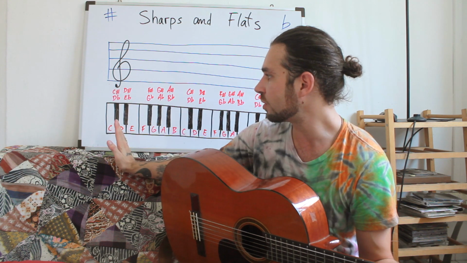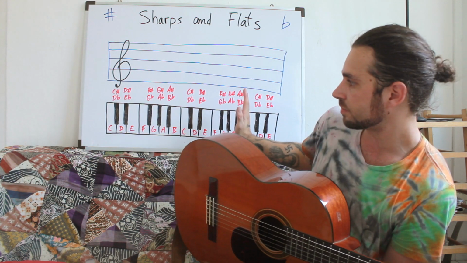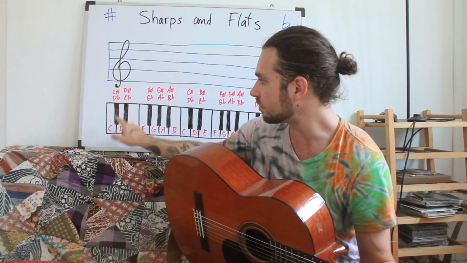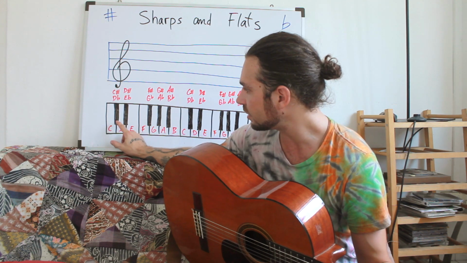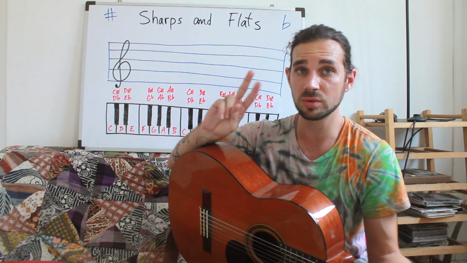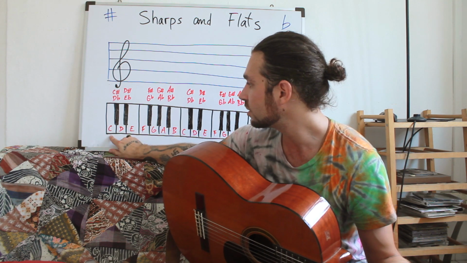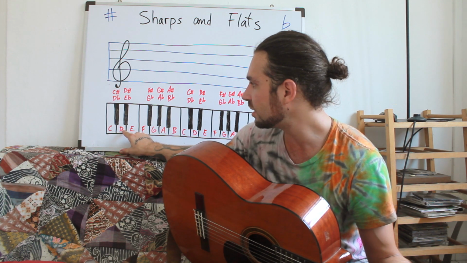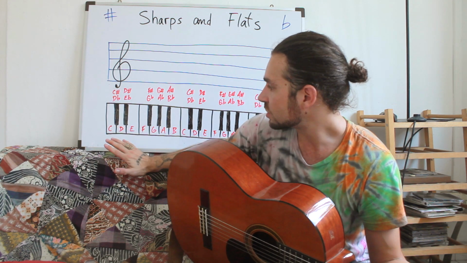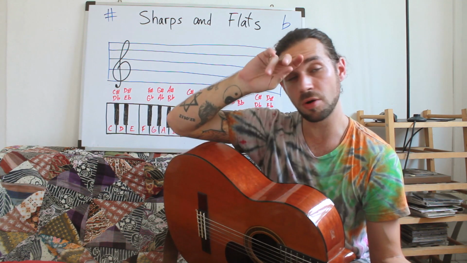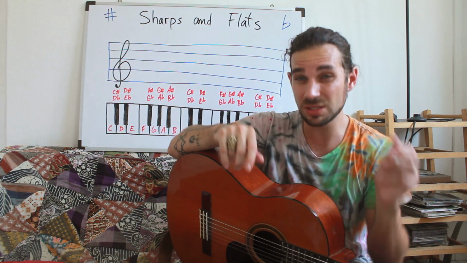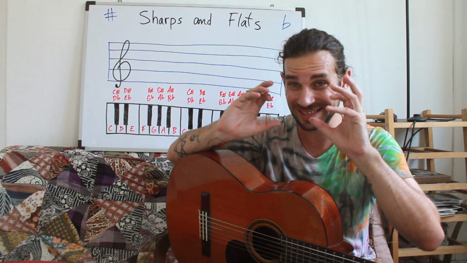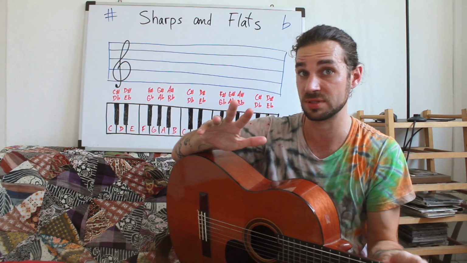So sharp means you're going up in pitch, right? But look at this. You have D, but we can also go down in pitch to this black key. So this black key here technically has two names. It can be a C sharp, right here, or it can be a D flat. So we have a word for this. It's called enharmonic. So C sharp and D flat are enharmonic because they are the exact same pitch, the exact same frequency, right?